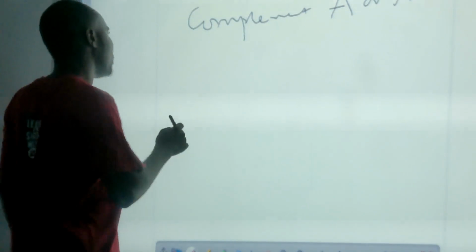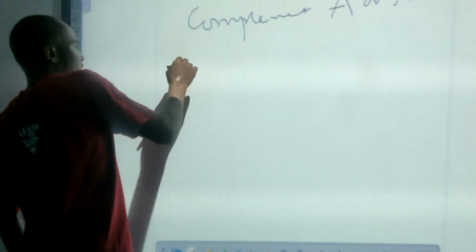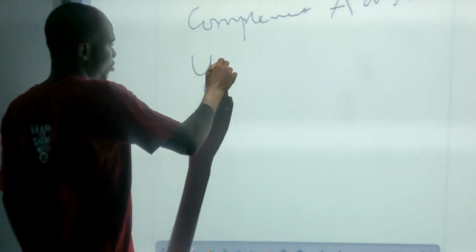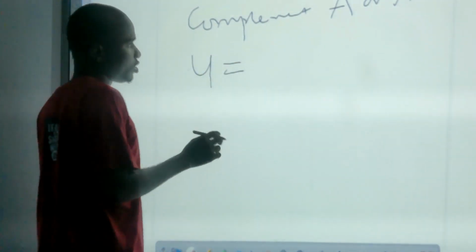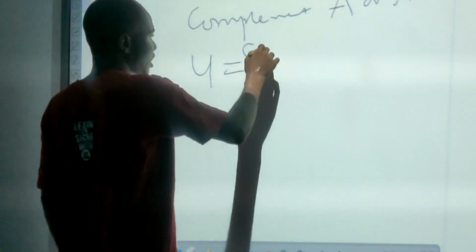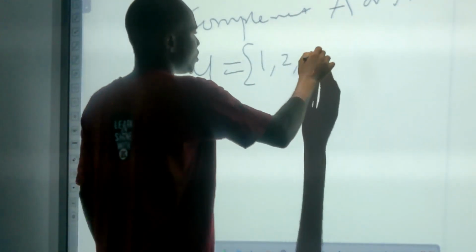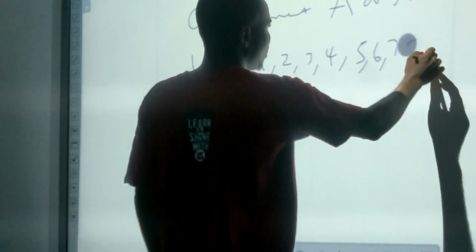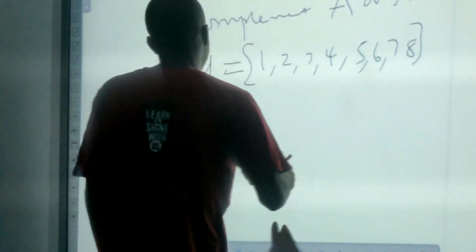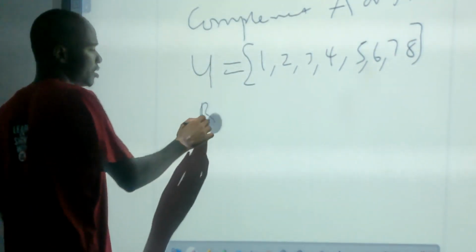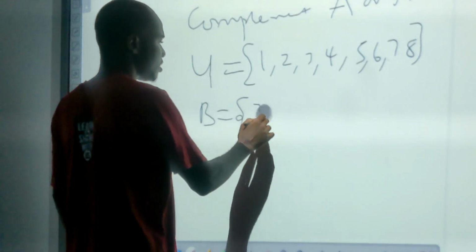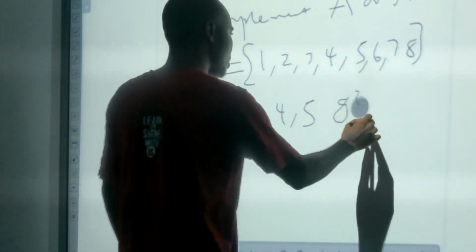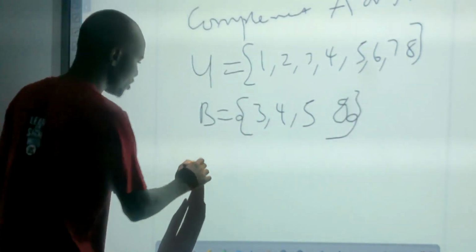For instance, if I have a universal set, U, where U means universal, and it's defined as 1, 2, 3, 4, 5, 6, 7, 8 only. And I have set B defined as 3, 4, 5, and 8. This is set B. What is B complement?